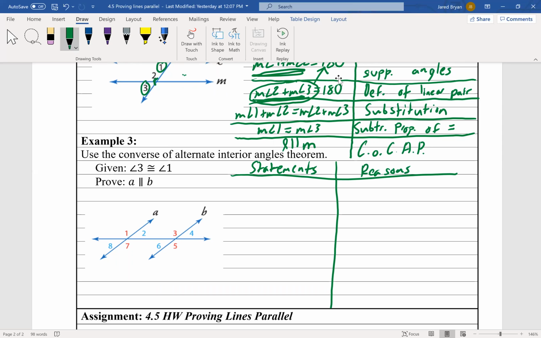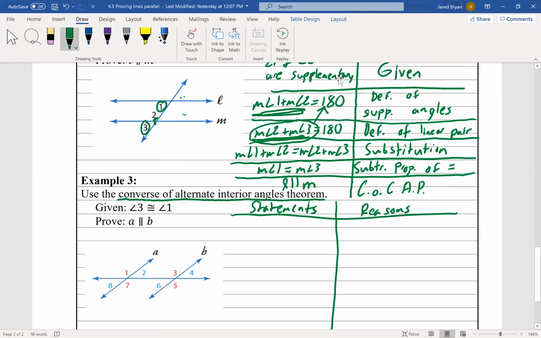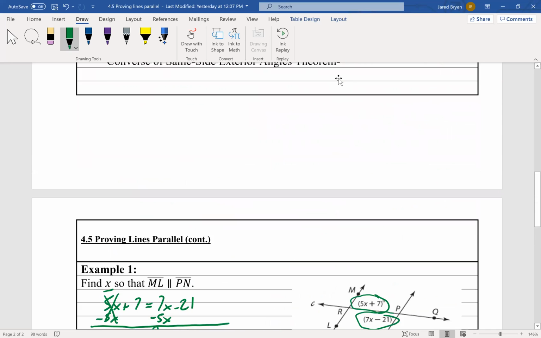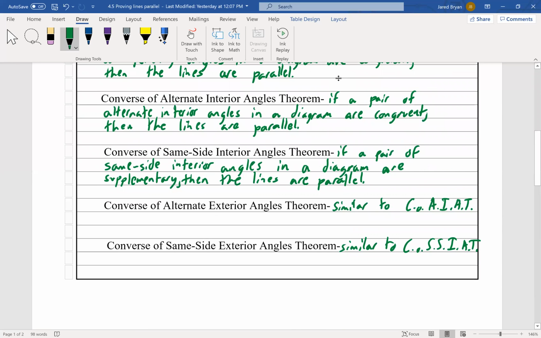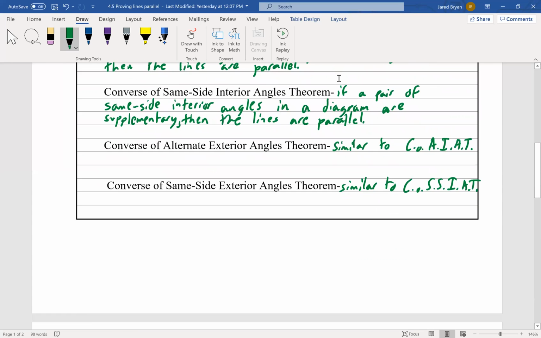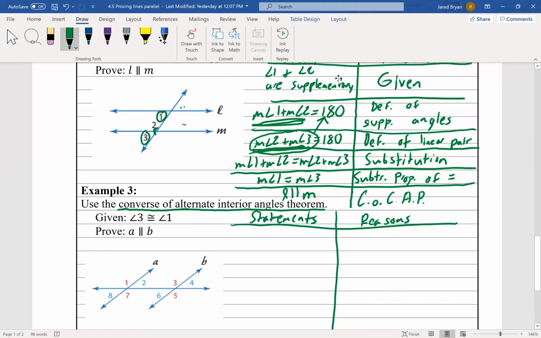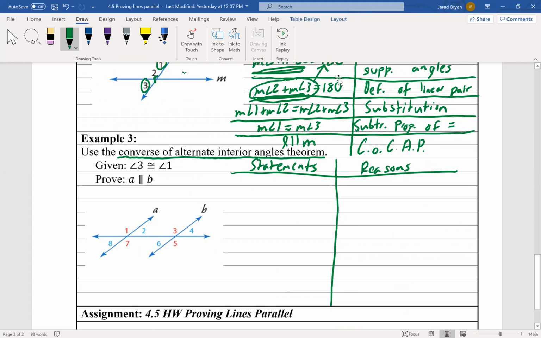Okay, and notice here we're also given information to help us with this problem. We're told that we're going to use the converse of alternate interior angles theorem. So before I get into this, I'm going to scroll back up and remind myself of that theorem. The converse of alternate interior angles theorem says if I can show that a pair of the alternate interior angles are congruent, then I can jump to saying that the lines are parallel. So that's what I'm going to try to do. I'm going to try to figure out and show that a pair of alternate interior angles are equal or congruent.